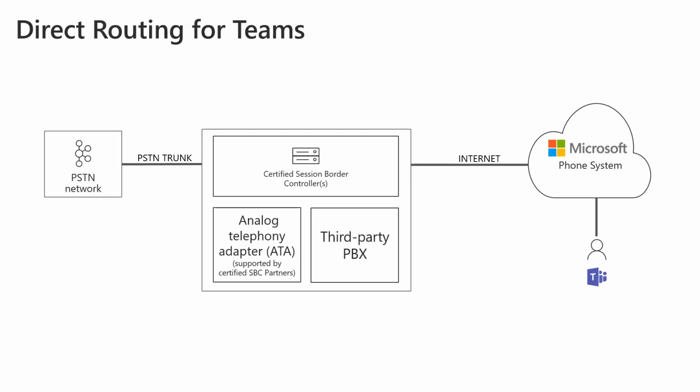Let's take a closer look at direct routing for Teams. In the lower right corner, you can see a user being connected to Office 365 using the phone system there. Over the internet, now the phone system is connected to a certified session border controller. This session border controller in turn could be connected to any third-party PBXs, any existing phone system that you have. It could be connected to an analog telephony adapter, so if you need to connect any analog phones. And then the session border controller is connected to a PSTN trunk. This could be a SIP trunk or a traditional PSTN trunk, but that leads to the PSTN network.